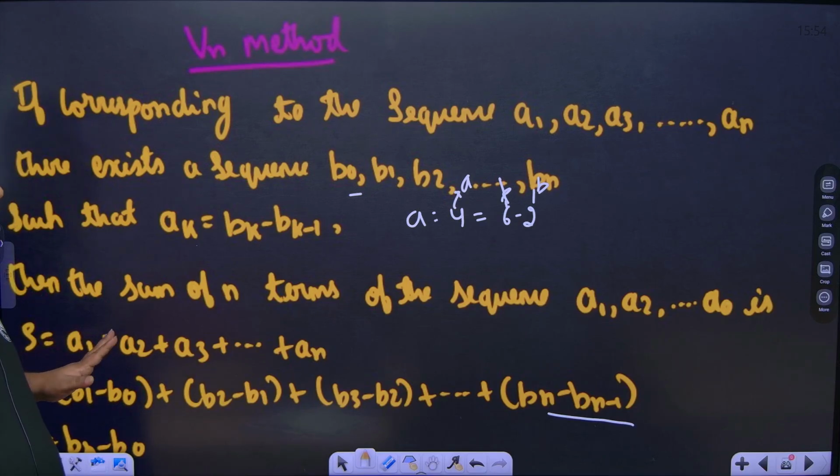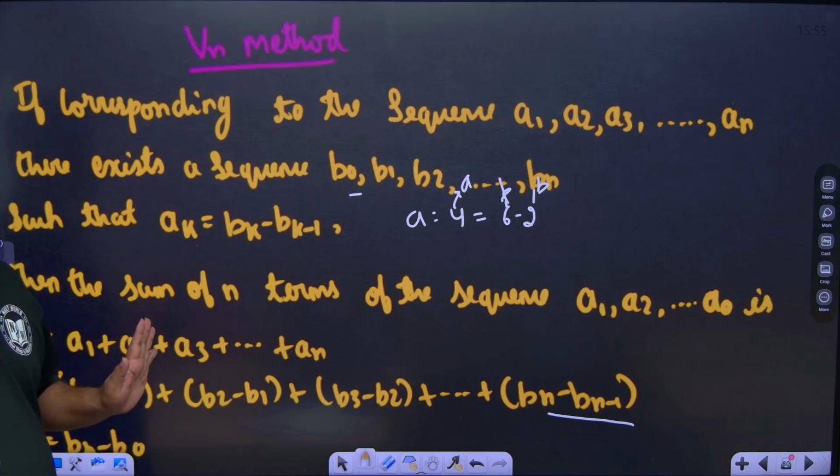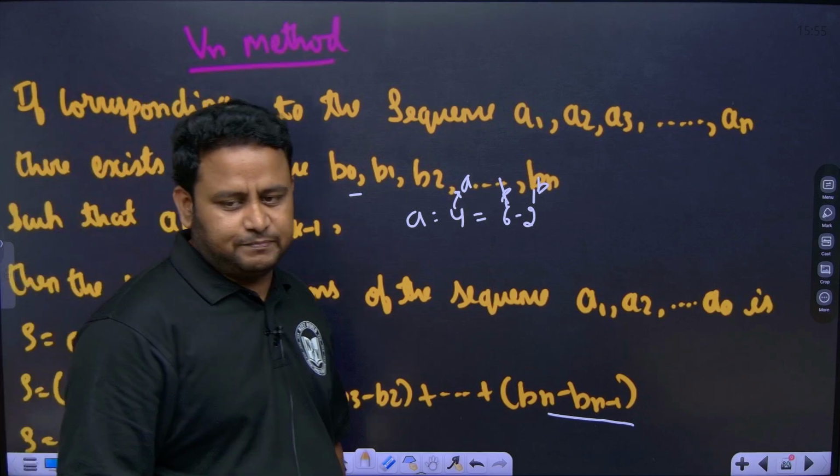Clear? That is the meaning of VN method. Got it? See, she is one sequence that is existing. She is equal to the difference of you both. Okay, you are in sequence B, she is in sequence A. That method is called what? VN method. That's all. That is also a part of telescopic series.